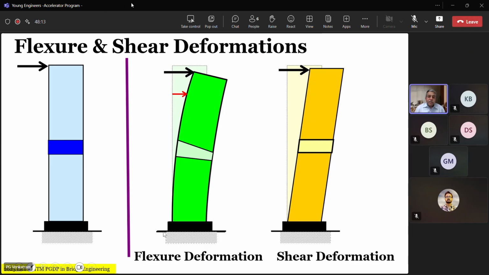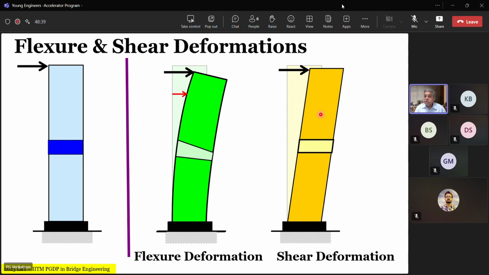In the case of a flexural deformation, the left side fiber and the right side fiber change in length, and it is represented by a continuous change in the tangent to the curve with respect to the vertical height, which we call rotation. There is a rotation here, but in the case of flexural deformation, the rotation is a continuous rotation.